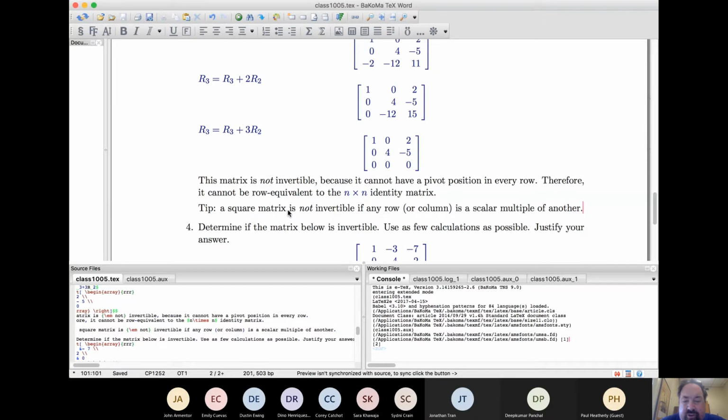If you have two rows or two columns that are parallel to one another, so it's vectors, they have the same direction. Because then again, you're just one row or column operation away from getting a row or column as entirely zero. So once you get to this point, then you can bail out and say, okay, it's not invertible.